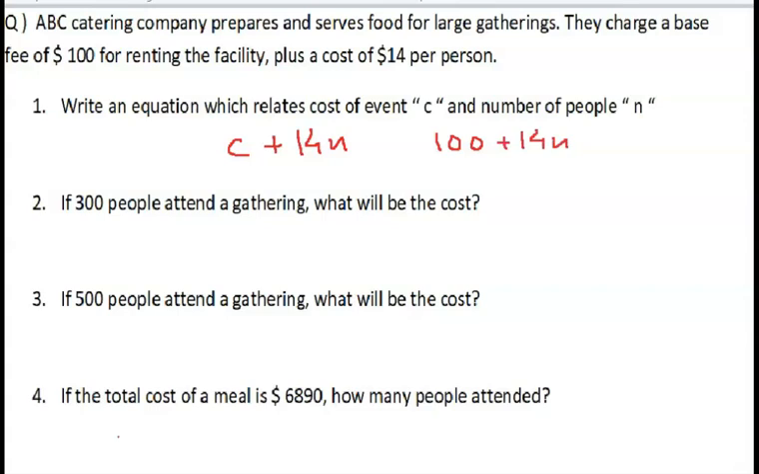The second part of the question says if 300 people attend a gathering, what will be the cost? Since we have our equation already, we can just input the number here: C equals 100 plus 14 times 300, which is 4,300.